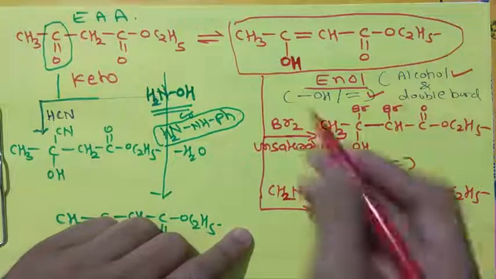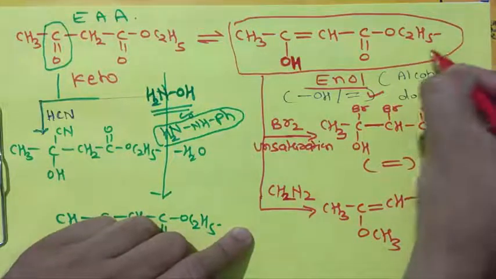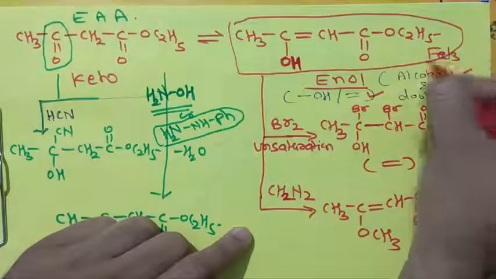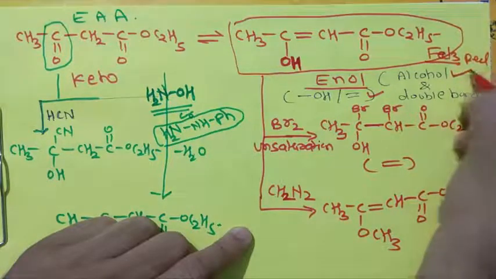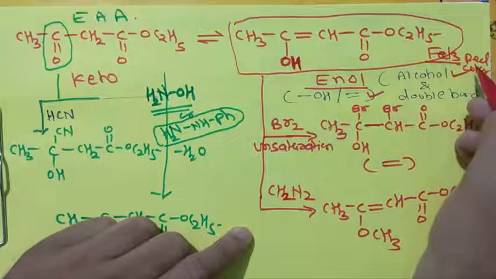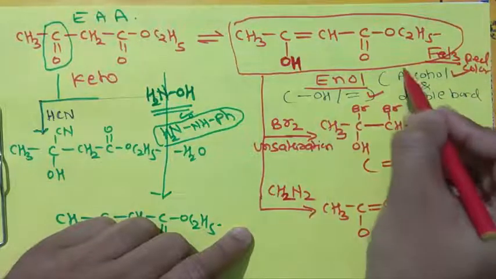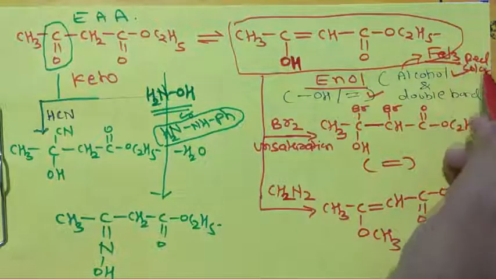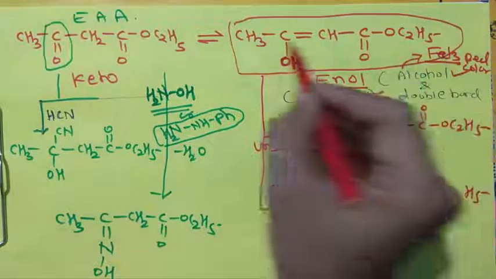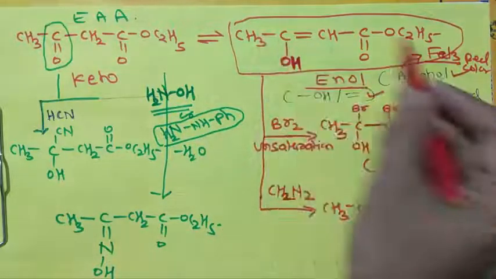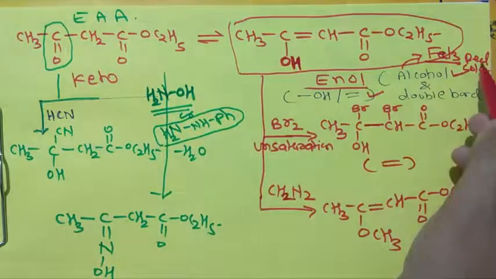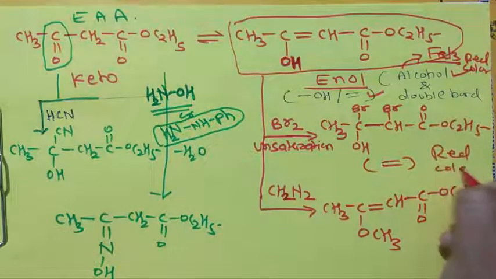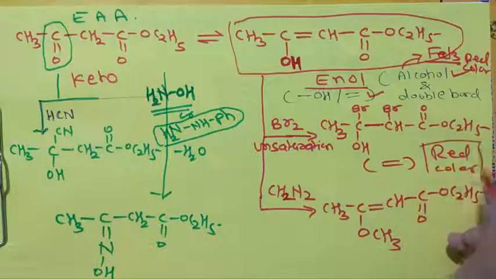Again, a simple test. We can add FeCl3 to this solution. It gives the red color, which is the specific test for the presence of the alcoholic group. We can add FeCl3 to this enol form or this ethyl acetoacetate, and it gives the red color.